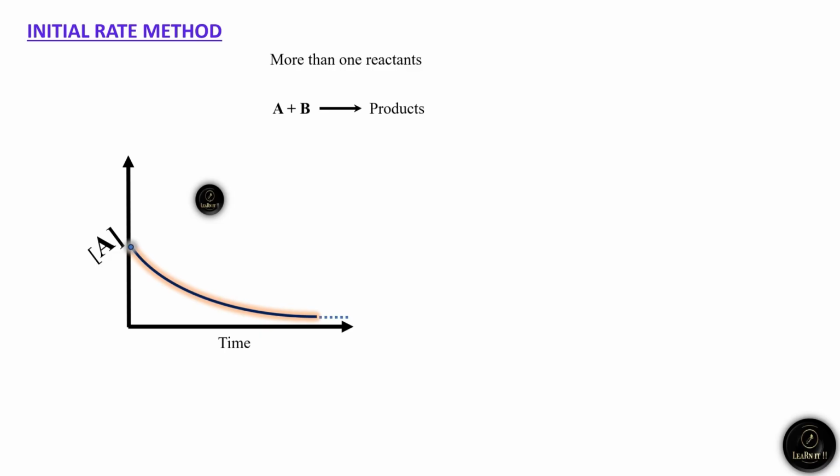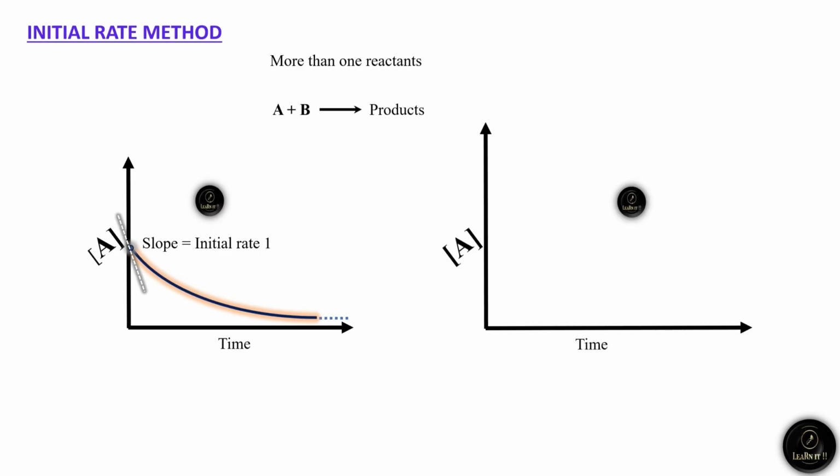Let's mark a point at the initial concentration and draw a tangent with respect to that curve at that point. The slope of that tangent is going to give us a rate which is called initial rate 1. Let's double the concentration of A, and the concentration of A versus time graph is plotted. The initial point is noted and the tangent is drawn, the slope is going to give us the initial rate 2 at double the concentration of A.